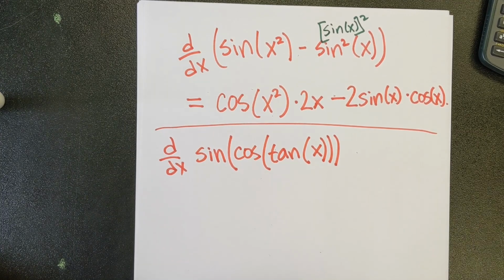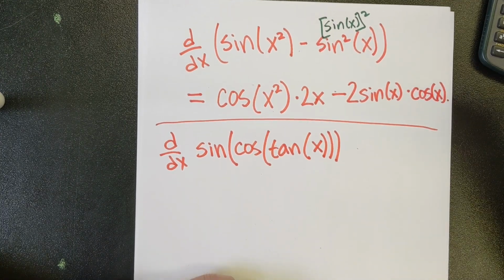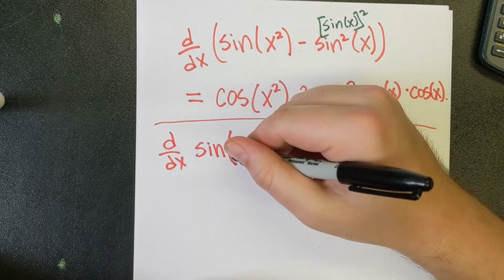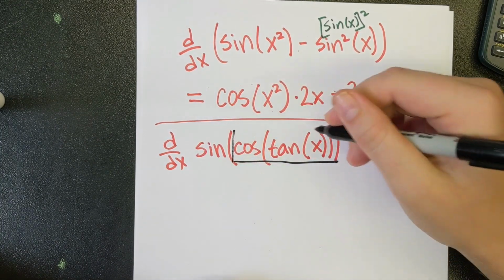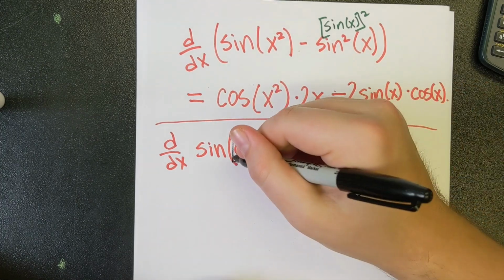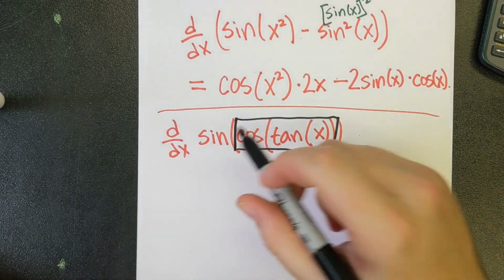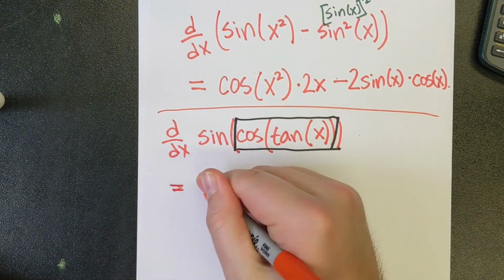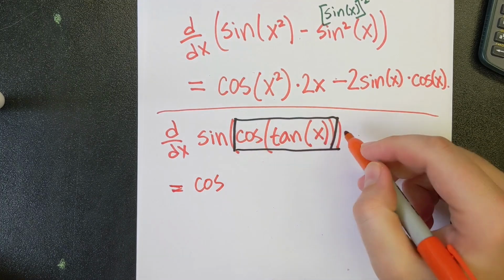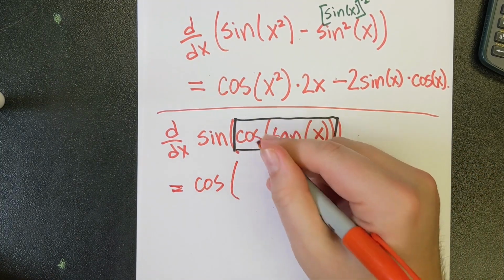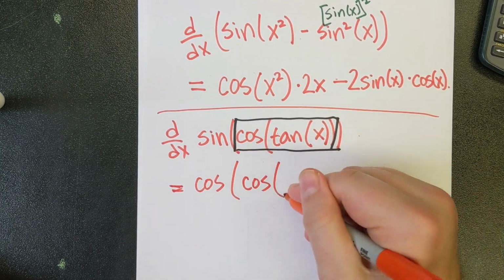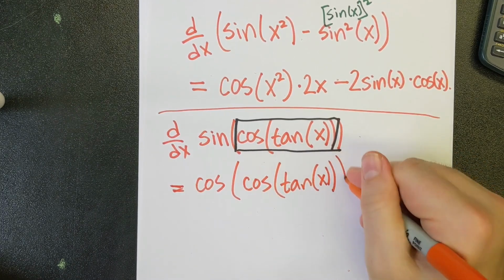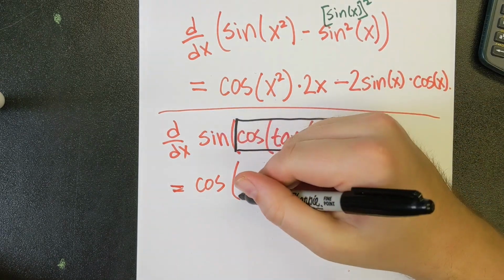And so our strategy here is we're going to remember that when taking the chain rule, you leave the outside one, take the derivative of the outside one, leave the inside the same. So in our first step, we're going to take the derivative of the outside, derivative of sine is cosine, and we leave the inside the same. So we leave the inside as cosine of tangent of x. So I just left this inside the same.